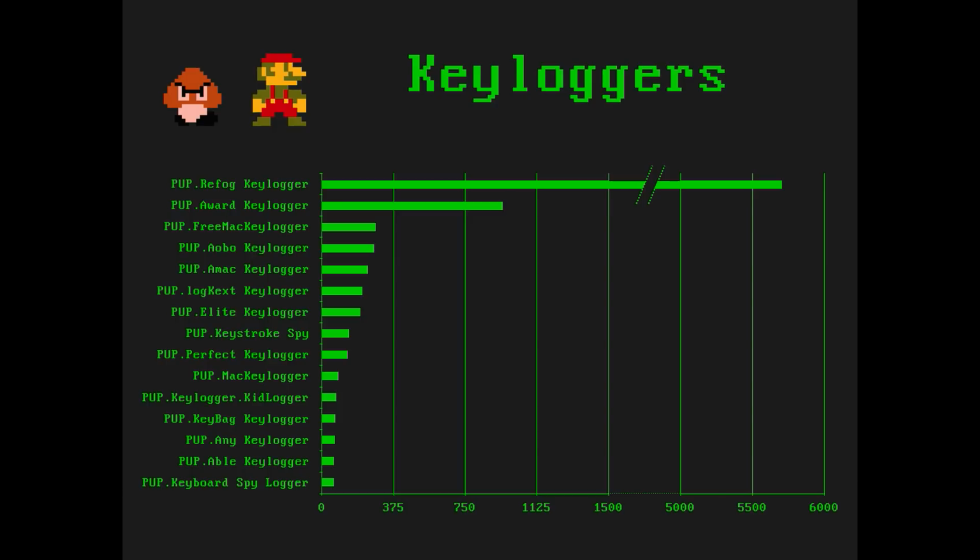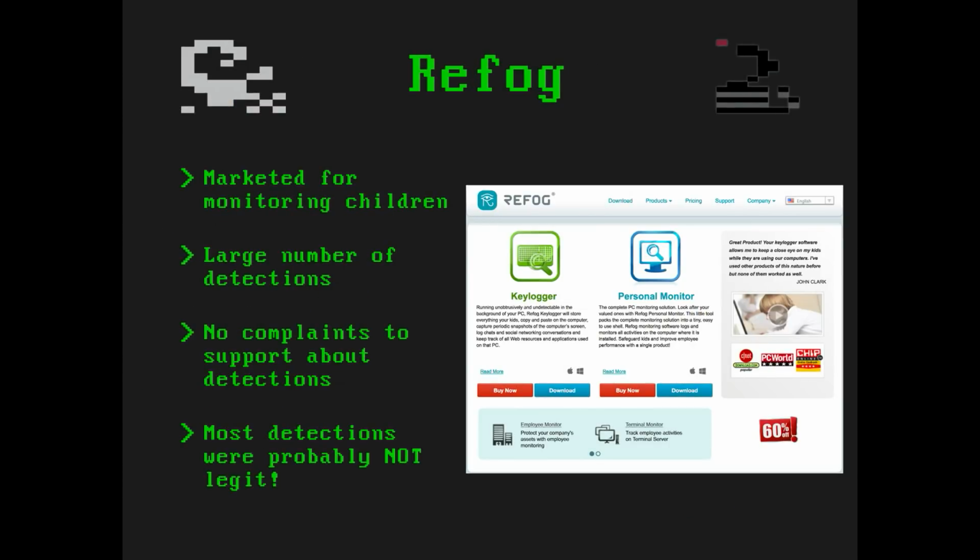And as you can see, once again, we have one clear outlier at the very top of the list, and that's Refog, which is a very popular keylogger right now. I was actually kind of surprised that this wasn't Aobo, because a number of years ago that was a very popular one, but evidently not so much anymore. So Refog is it right now. It is primarily marketed for monitoring your children. We do see a large number of detections of this.